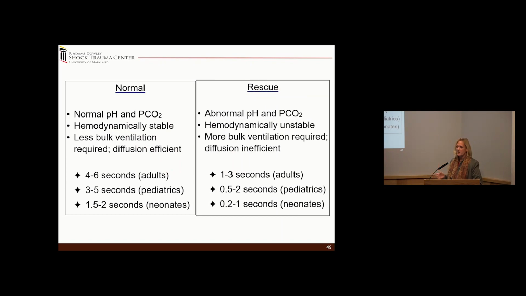So how do we set our T-high? We know it's a rate controller, so we can break it down into two groups. Do we have basically a normal lung, or are we using this as a rescue? If we have normal, we look at a normal pH, PCO2, they're hemodynamically stable, and less bulk ventilation is required. These might be some ranges you could consider: 4 to 6 seconds is a rate of 10 to 12, and so on.